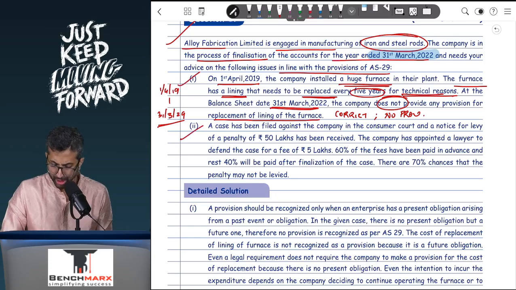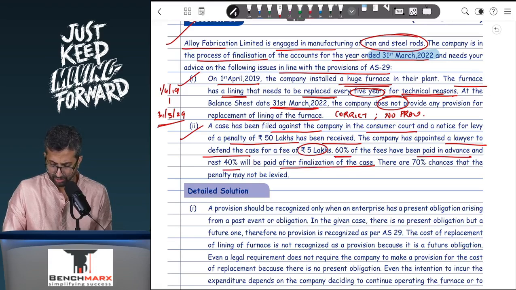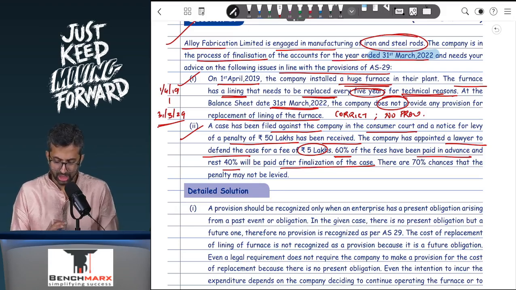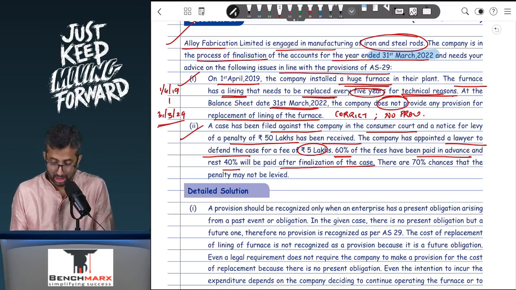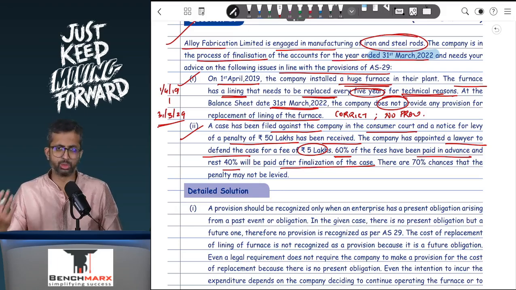Okay, point 1. Point 2, a case has been filed against the company in the consumer court and notice for levying a penalty of 50 lakhs has been received. The company has appointed a lawyer to defend the case for a fee of 5 lakhs. 60% of the fees have been paid in advance and 40% will be paid after finalization of the case. Which means out of the total fees, 60% has been paid. For the remaining 40%, if there's a liability, you can create a provision. 5 lakhs into 40%, that is equal to 2 lakhs.